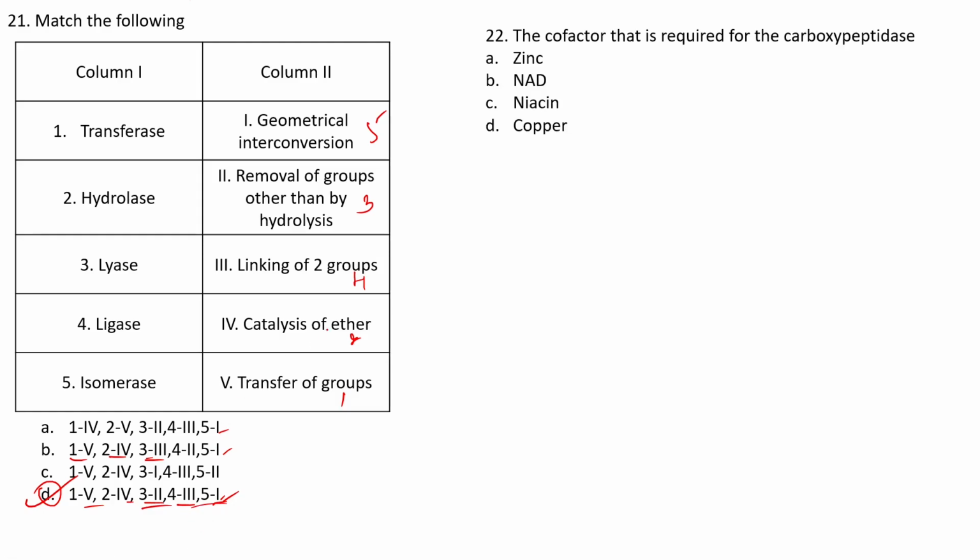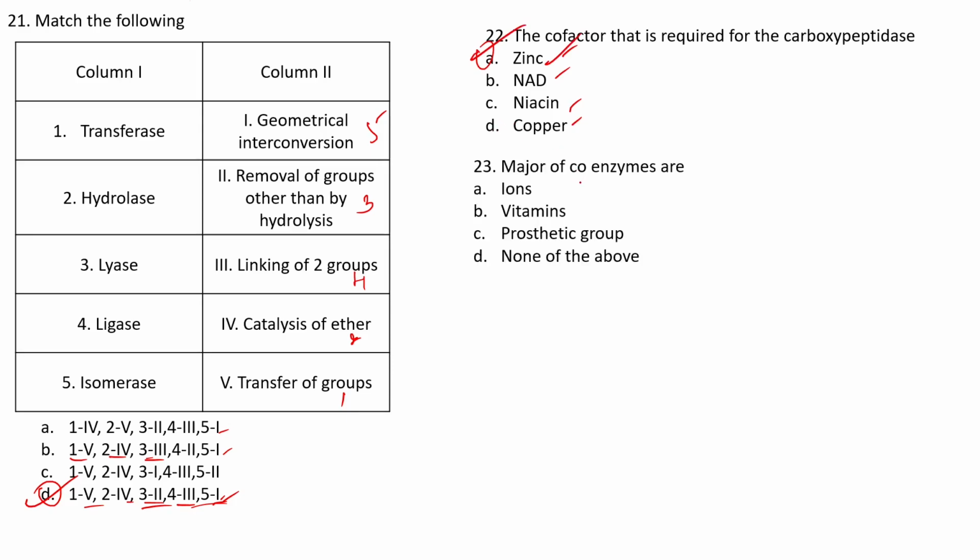The next question. The cofactor that is required for the carboxypeptidase is zinc, NAD, niacin, and copper. We know it is mainly the zinc ion that is required for this. Major of the coenzymes are ions, vitamins, prosthetic group, none of the above. Major of the coenzymes are actually vitamins in nature, right?